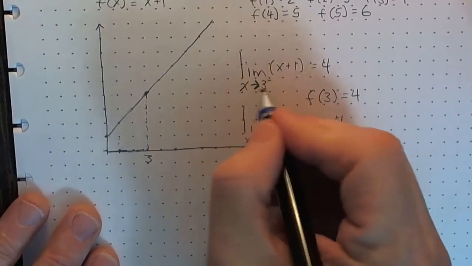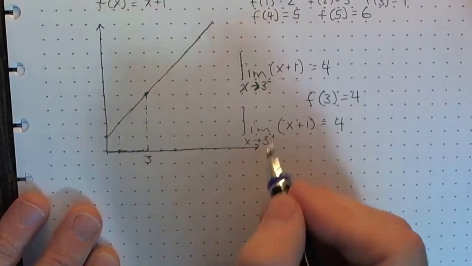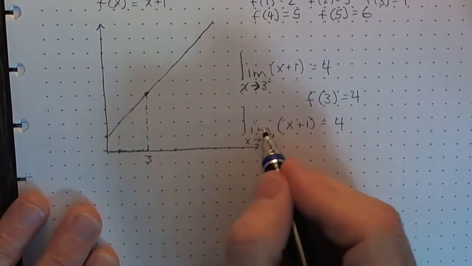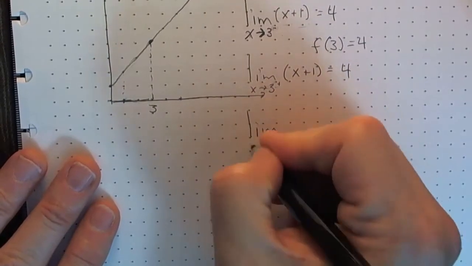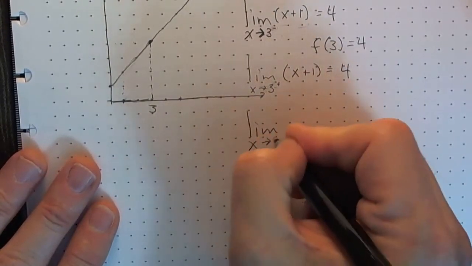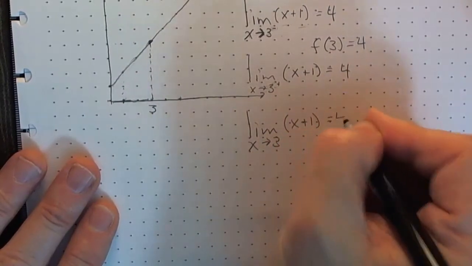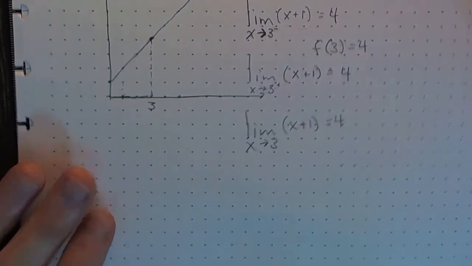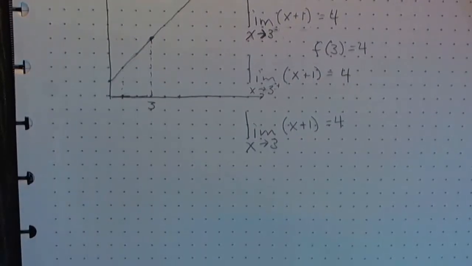If we notice that the limit as x goes to 3 from the left is equal to the limit as x goes to 3 from the right, we say that the limit overall, the limit as x goes to 3, is 4. Because the left and the right are both in agreement, so we can talk about the limit overall. Really, we're saying as x gets closer and closer to 3, what is y getting closer and closer to? Well, in this case, 4.